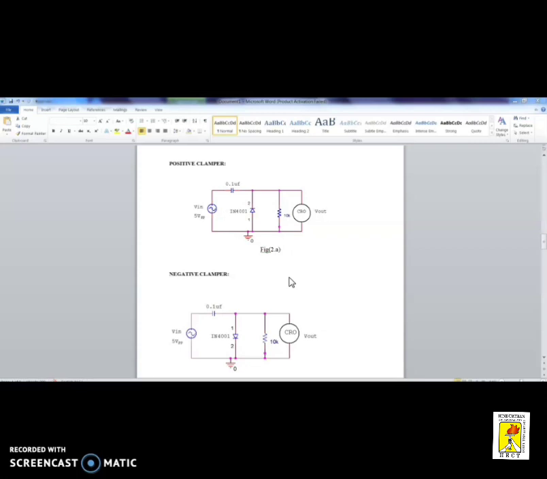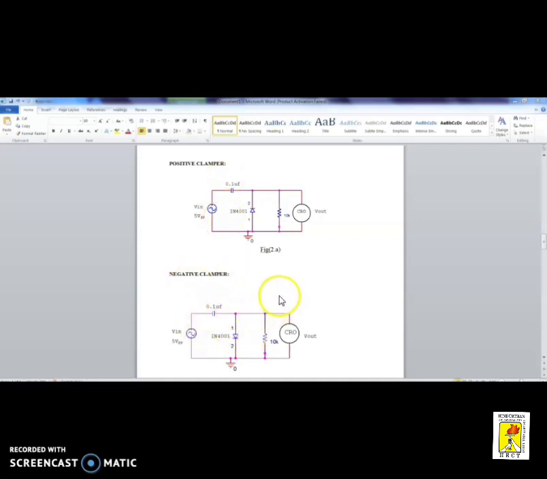Here again we can design a positive clamper or a negative clamper. This is the positive clamper design. You can see that in the clamper circuit, the main component is a capacitor, to hold the charge.